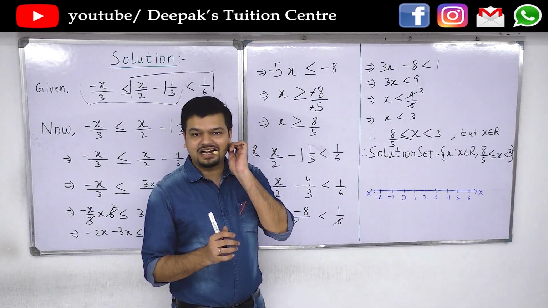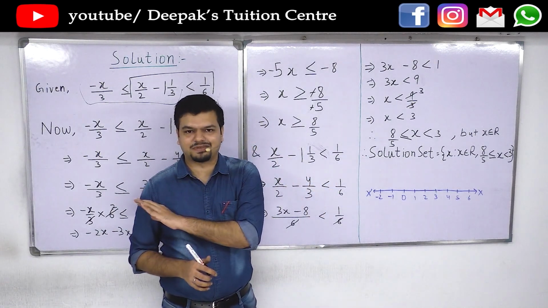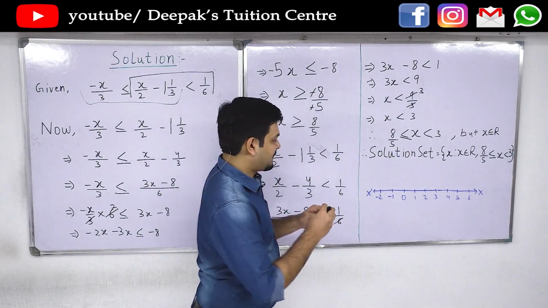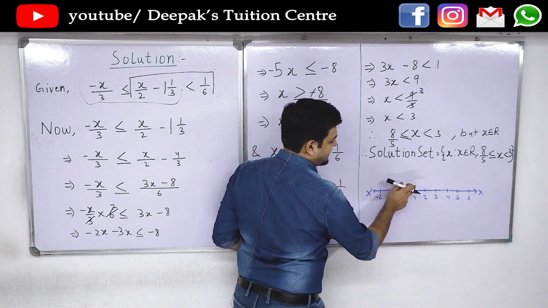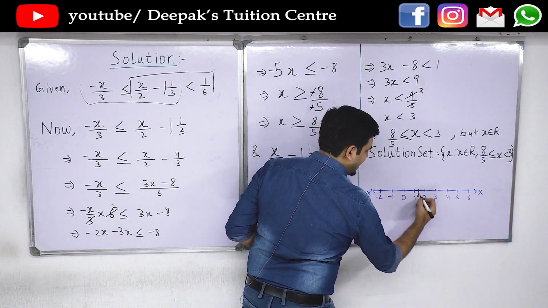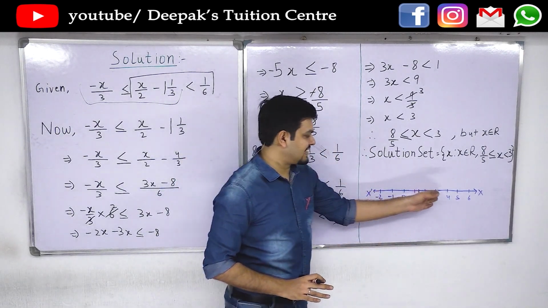Now we need to locate 8 by 5. In your mind, 8 by 5 is 1 point something. To be accurate, 1.6. But that doesn't matter here. What we need to find out is where 1.6 will lie. It will lie between 1 and 2. So anywhere between 1 and 2, mark a number 8 by 5. It's okay, it's done. Next number is 3.